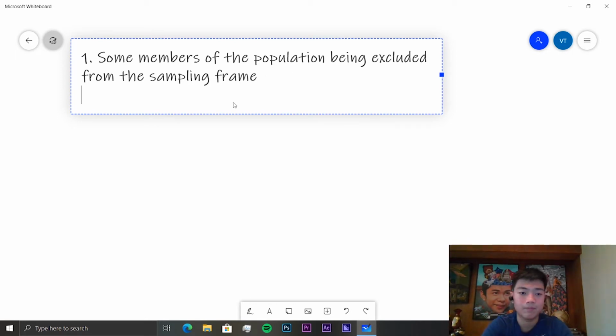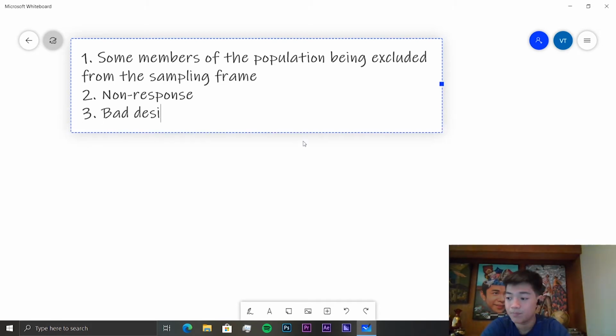So that's one problem. The second problem is non-response. This is when some of the recipients of the sample don't send their answers back, or just refuse to give their information. Because the people that refuse to give their information are a subset of the population itself, they might have very different opinions than the people that actually gave back the information, and so this can cause bias in the sample.